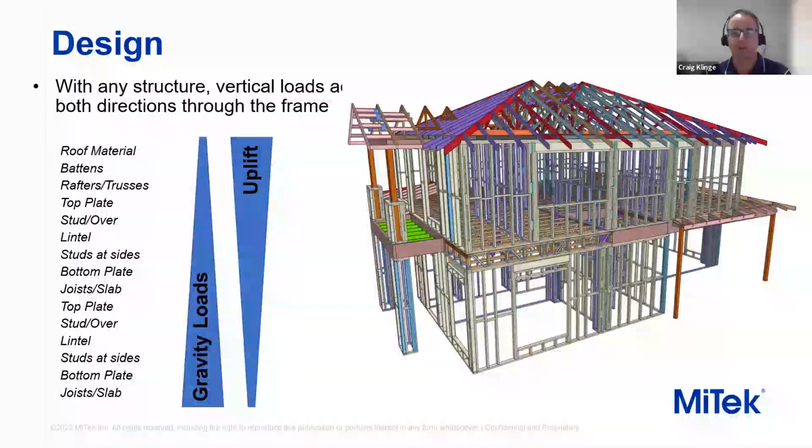We have the dead and live loads that increase from the top down as more and more dead and live loads get added to it, and the reverse for uplift. So uplift at ground floor is relatively low due to the weight of the structure holding it down, up to your higher uplifts basically incorporated into your roof structure.